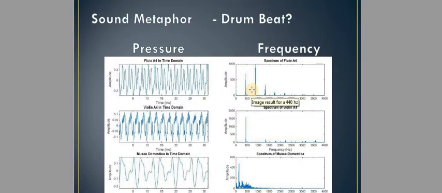So this drum, if you slow down this frequency, you'll start to hear the pressure wave, and it'll sound like a drum beat, okay? That's the perfect metaphor that I can give, that your mind is doing this Fourier transform all the time and absorbing this sound as a frequency, detecting it as a frequency, okay?